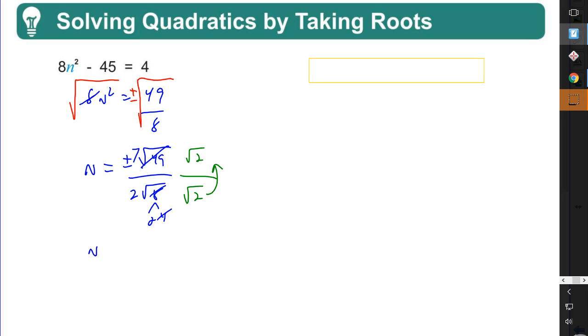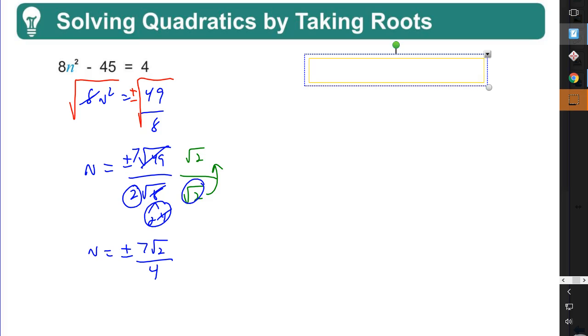So where am I at right now? N equals plus or minus 7 times the square root of 2 is the top. I already had a 2 out, and then a square root of 2 times the square root of 2 is another 2. 2 times 2 is 4. And you end up with plus or minus 7 times the square root of 2 over 4. So there are your two solutions, positive 7 times the square root of 2 over 4 and negative 7 times the square root of 2 over 4.